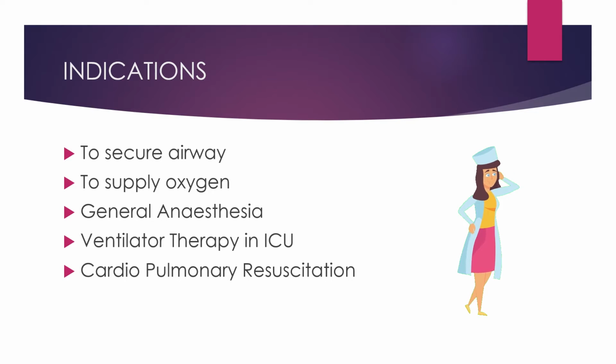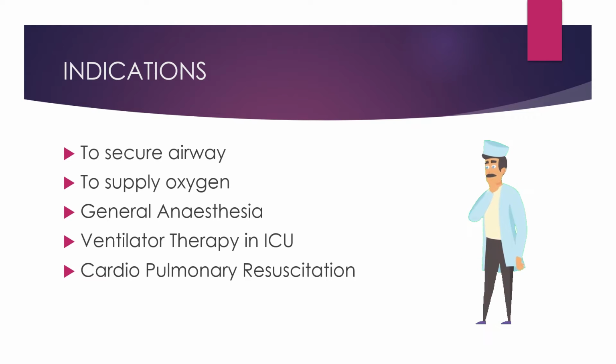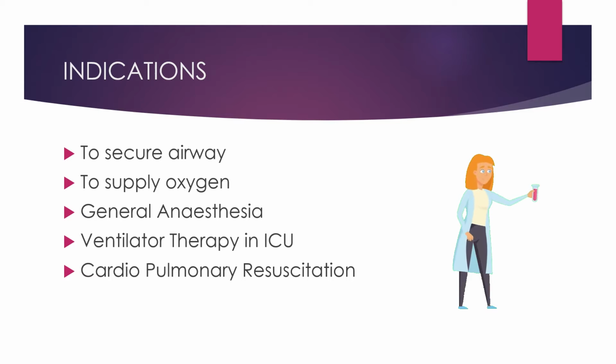When there is a surgery where they're going to use general anesthesia, in such cases they're going to use endotracheal intubation. Ventilator therapy in the ICU: when the patient is in a critical state, either in a coma or not able to breathe on his own, where there is no spontaneous breathing taking place, the patient may need to be intubated and connected to the ventilator.